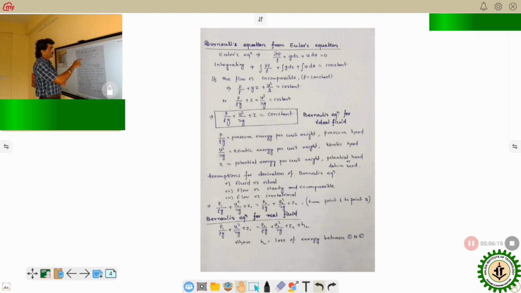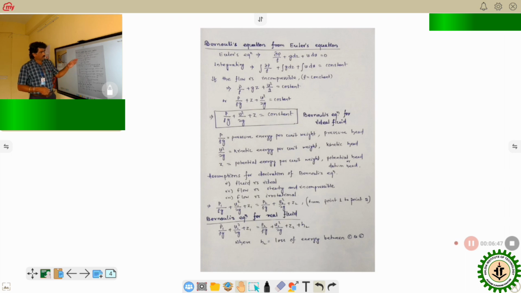If the flow is incompressible, our density will be constant. So the integration of dp will be p by rho, the integration of g dz will be gz, and the integration of v dv will be v square by 2, and as usual a constant. This term is now in the form of Bernoulli's equation, but in the more frequently used form we can divide the whole equation by g. We will get p by rho g plus z plus v square by 2g is equal to another constant.